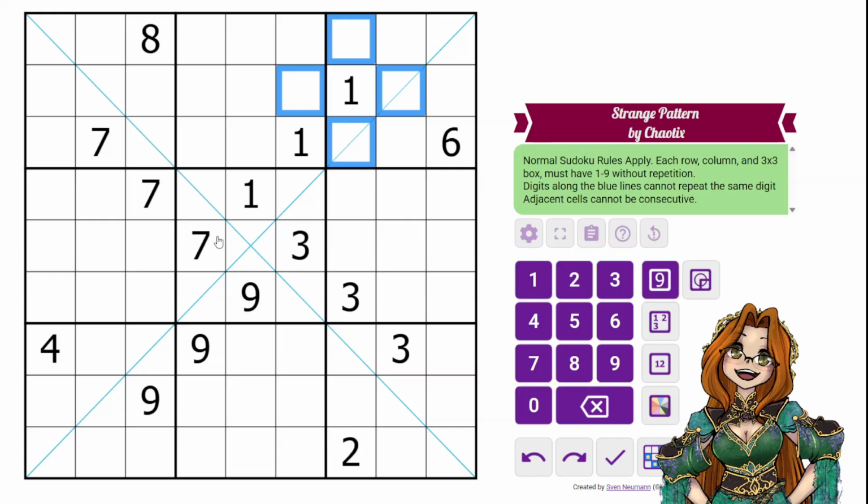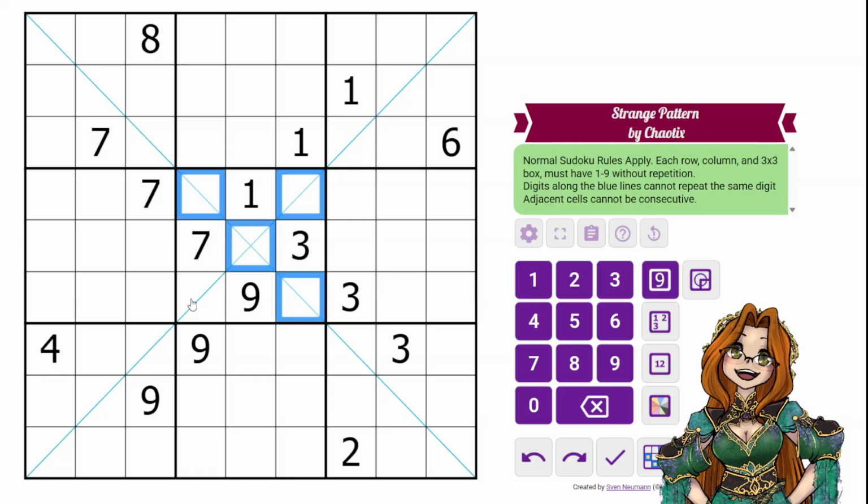Let's get into it. So this middle box is the most crowded, so let's see. 1 and 3, in between them is 2, which can't go here, here, here, or here, so here's a 2. 7 and 9, in between them is 8, which can't go in any of these 3 places. What about 4? Can't go next to a 3. 6 cannot go next to a 7. So this is the last digit, which is a 5.